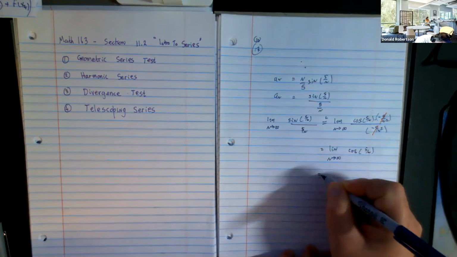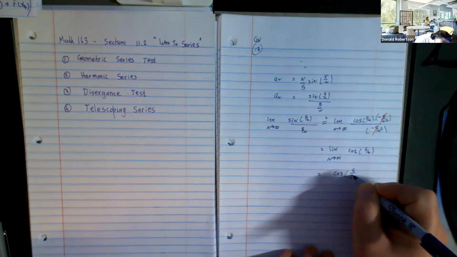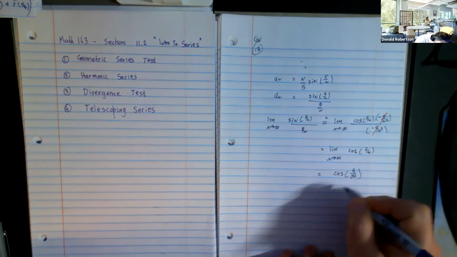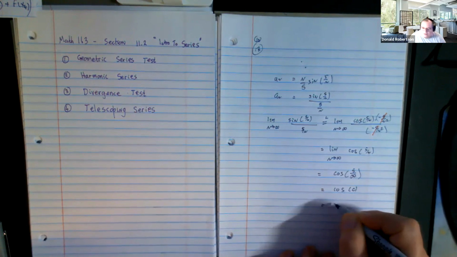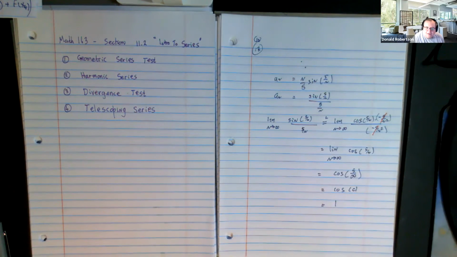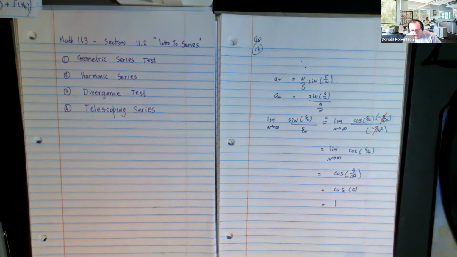Now I can do brute force. I can make n infinite. Well, 5 over infinity is 0, so it's the cosine of 0, and the cosine of 0 is 1. So that's essentially how that quiz works. Now, I'm not sure what their video did.